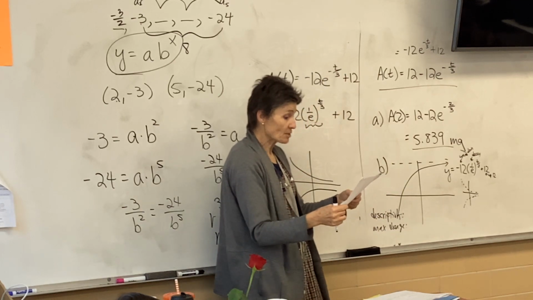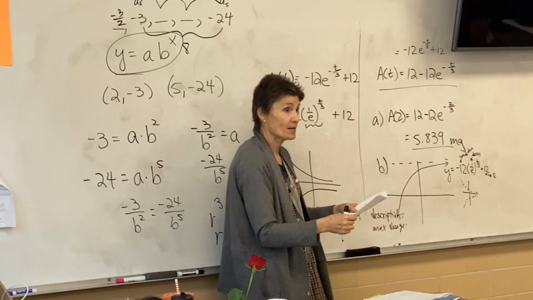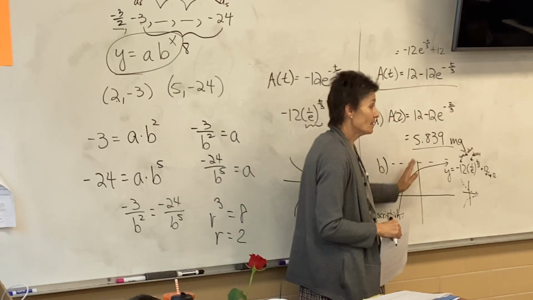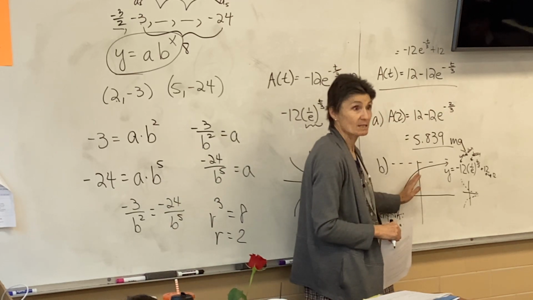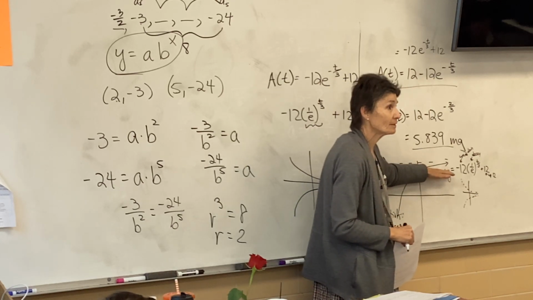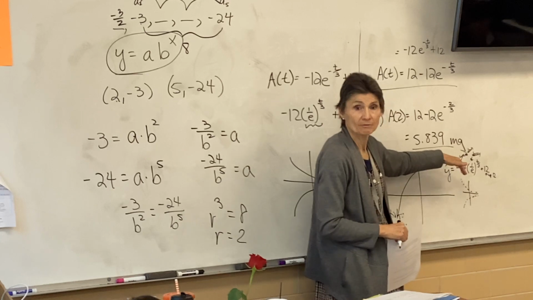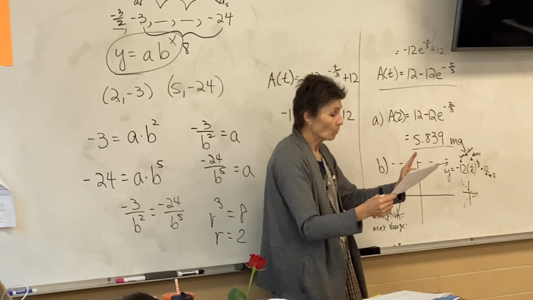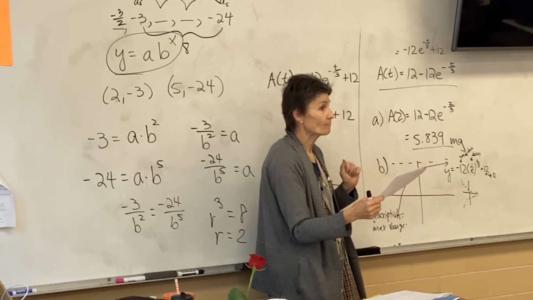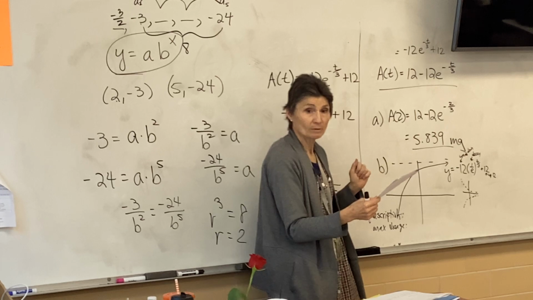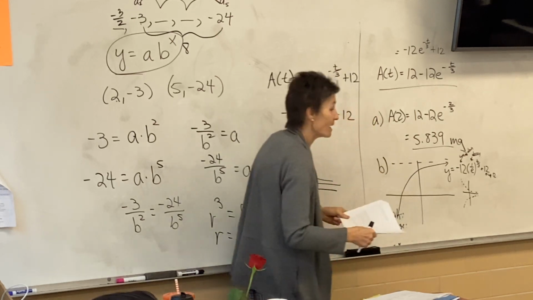Use the graph of A, describe how the amount of medication is changing. What is happening to the amount of medication? Well, in the beginning, it rises pretty steeply, and then it starts leveling off, and it will never go above 12, which then answers the last question, what is the maximum dosage? 12, right? That's 12. Does anybody have a question about that?